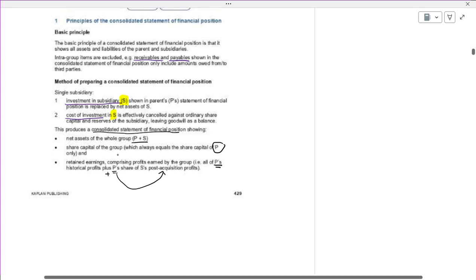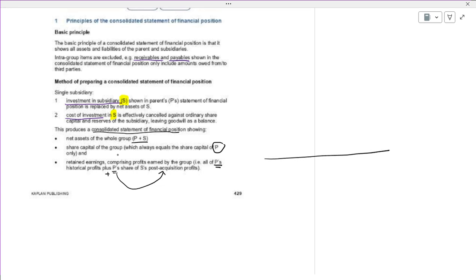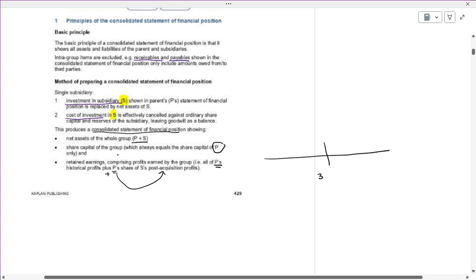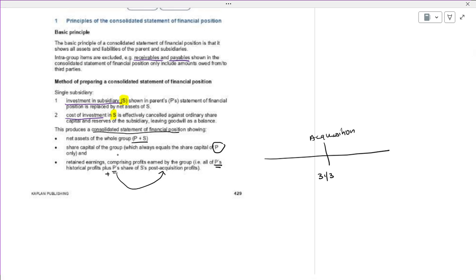Now, when we say post-acquisition, see the things. I am putting this: you are purchasing on 31st March 2024, and at this time there is an acquisition. You will get the share after purchase only. You will have the share of post-acquisition profits.